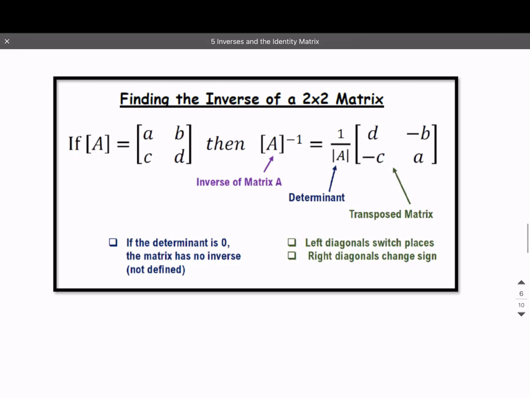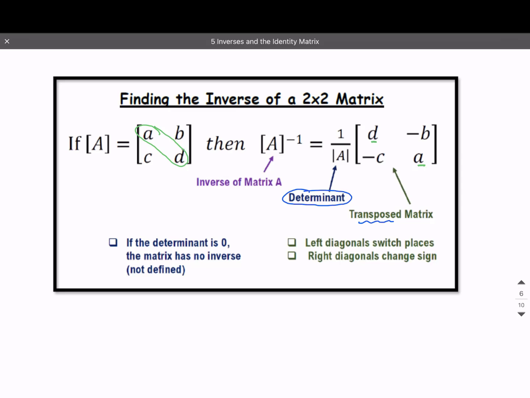All right, so we know how to tell if two matrices are inverses, but how do we actually find the inverse of a matrix? Well, if we have this matrix A, which is A, B, C, D, then its inverse is 1 over the determinant times what we call a transposed matrix. Now, for the transposed matrix, what has to happen is on this diagonal from the upper left, this downward diagonal, those numbers switch. See how they change positions?